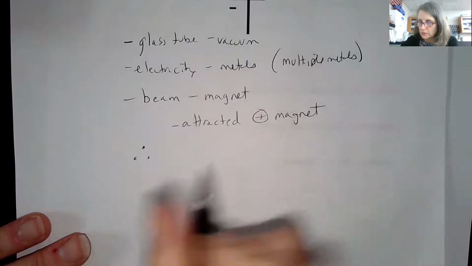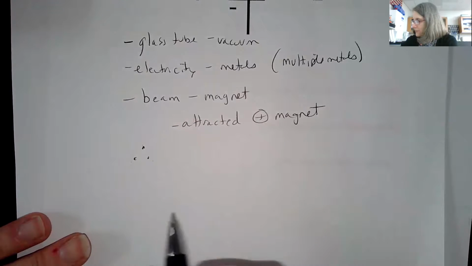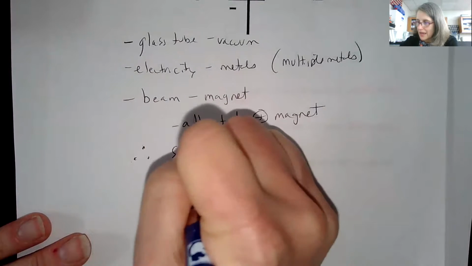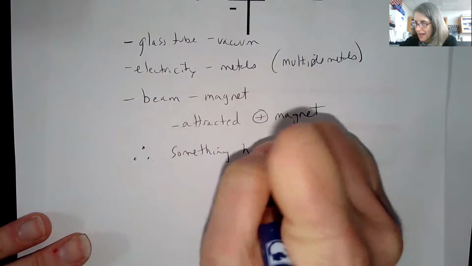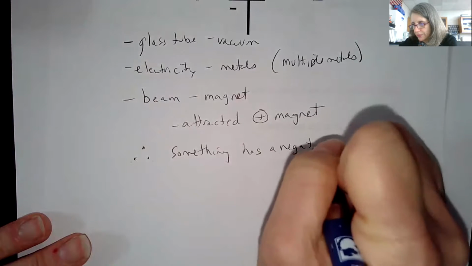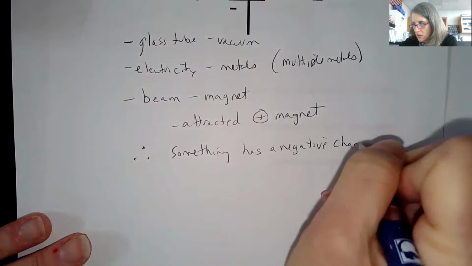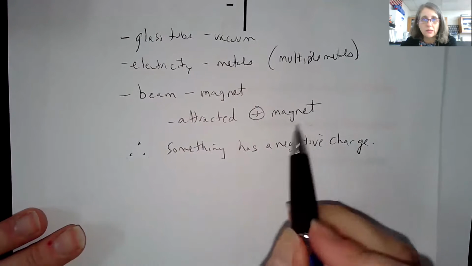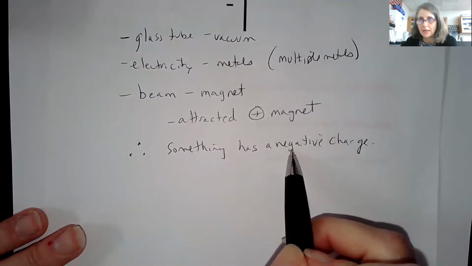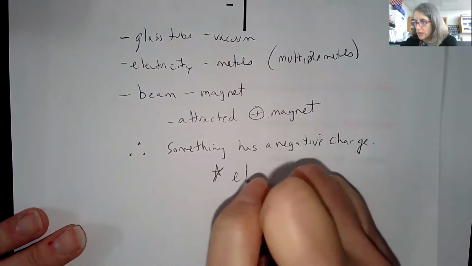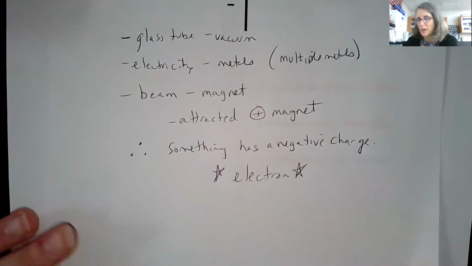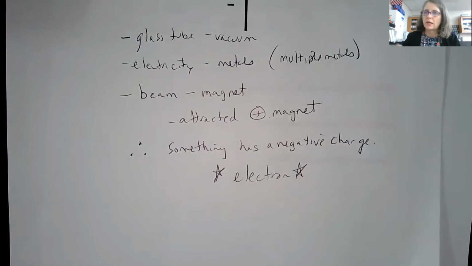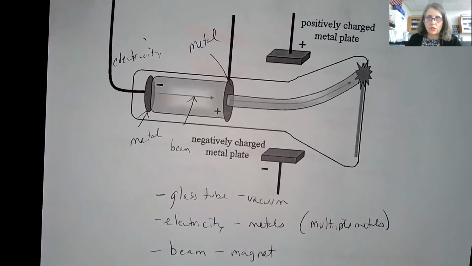So therefore, if you've seen these three dots before, it means therefore, something in that beam has a negative charge. Because if it kept being attracted to the positive magnet, there had to be something negative in that. So he is credited with discovering the electron. Did he come up with the term electron? I don't believe so. I think it was a combination of people. But he is given credit for the fact that he discovered the electron. No matter what metal he put in there, he saw the same behavior.